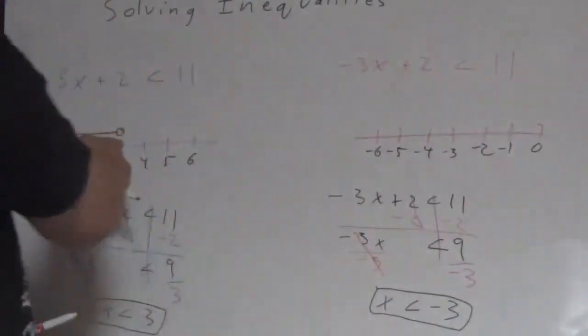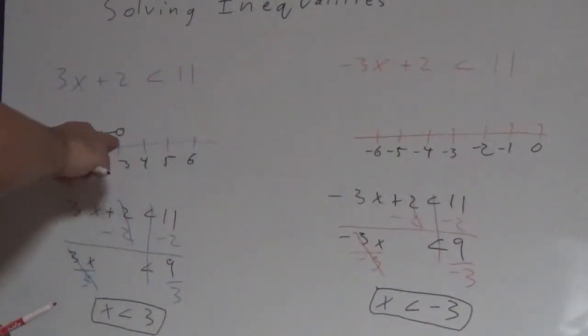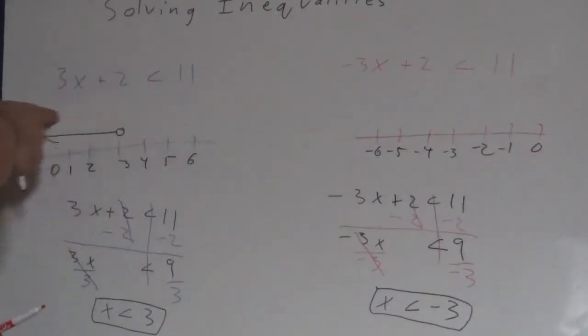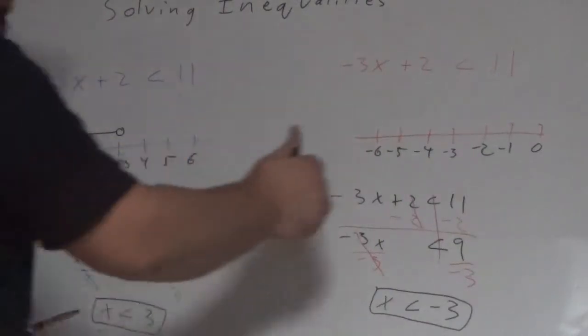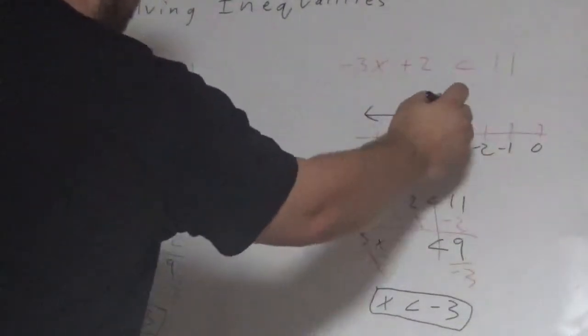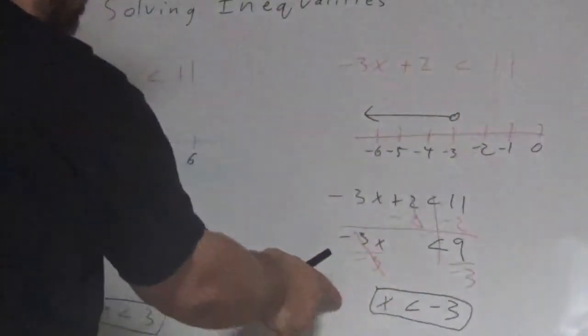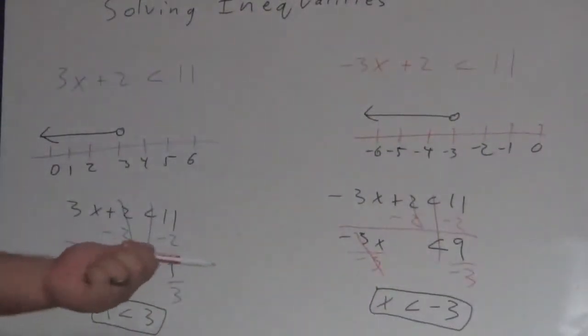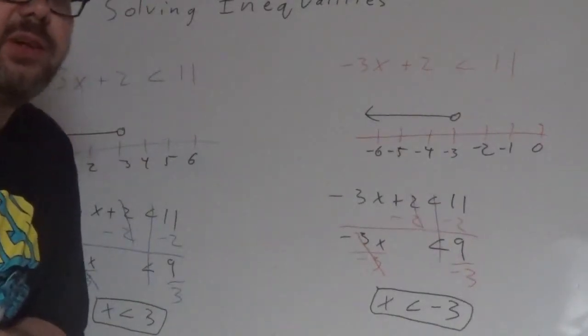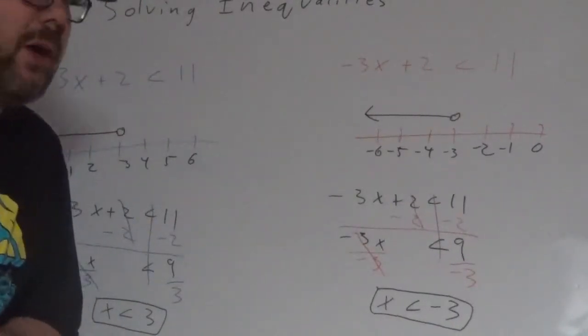So again, just like we did here, we put the circle and the open circle above 3 and drew a line going this way. I'm going to do that even though it's incorrect. I'm going to look at my answer and say, oh, that looks like how I would do it. Right? But again, it's not right, and I'll show you why.